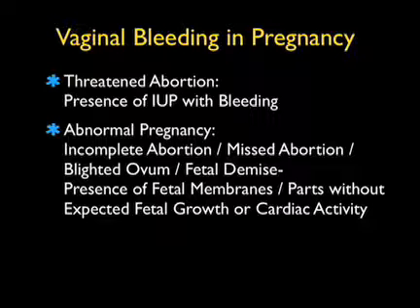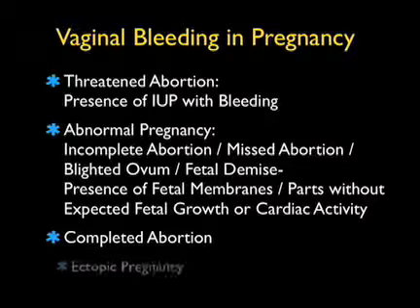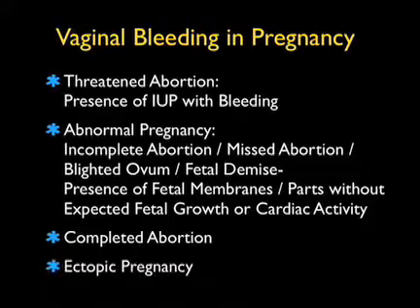The second main classification is an abnormal pregnancy, defined as several terms: incomplete abortion, missed abortion, blighted ovum, or fetal demise, basically all meaning the presence of fetal membranes or parts without expected fetal growth or cardiac activity. The third major classification is a completed abortion, and the fourth major classification is ectopic pregnancy, our worst scenario.